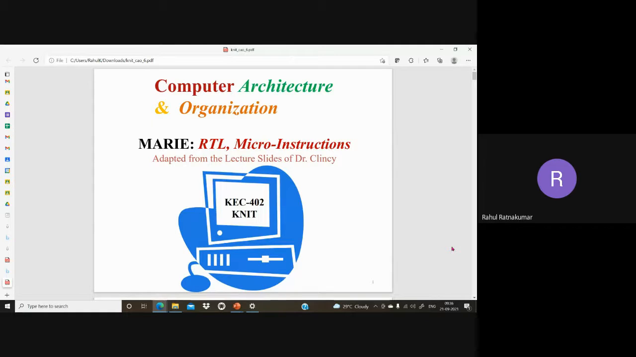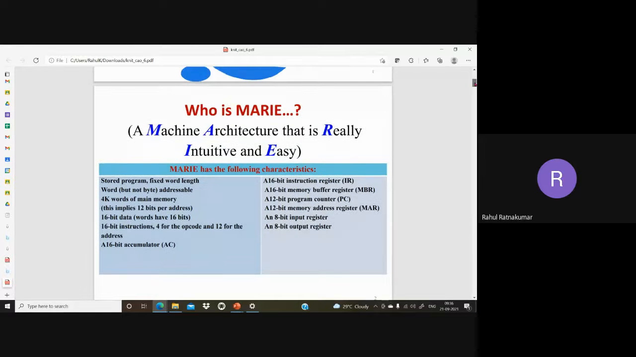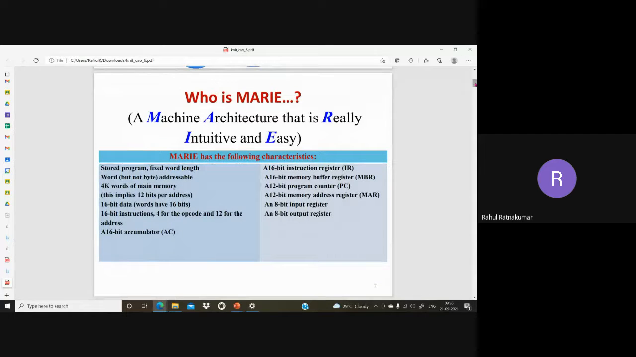I gave this reference in your textbook one, or two, Mary, third chapter. Yeah. So Mary is nothing but a machine architecture that is really intuitive and easy, right? So you should know this is a follow-up of Littleman. Littleman is like an analogy: the calculator stands for the ALU, the mailbox stands for memory, and the input-output basket stands for the input-output units, and the register counter stands for the PC, instruction register, etc. And Littleman himself stands for the control unit.